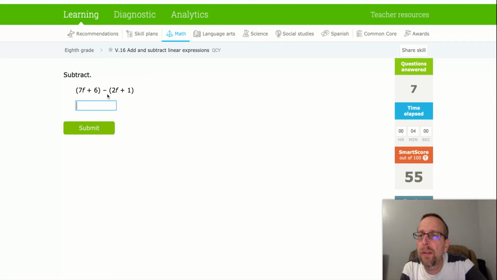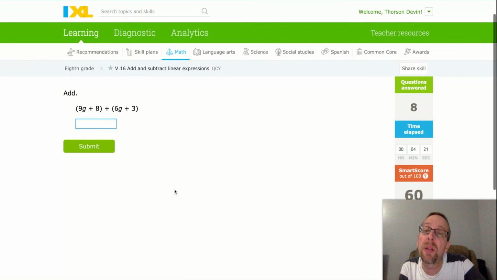Now here we got to be a little careful because we minus both of these terms. We minus the 2f and the positive 1. So 7f minus 2f is 5f. And now we got to be careful here. We have a positive 6 minus this 1 that's in parentheses. So 6 minus 1 is 5. And it's plus 5 because it's positive.